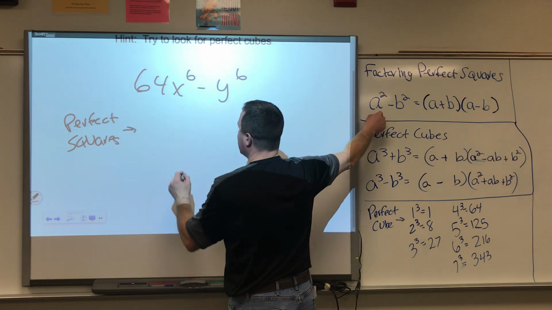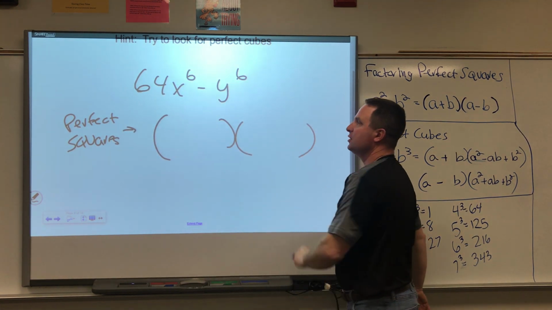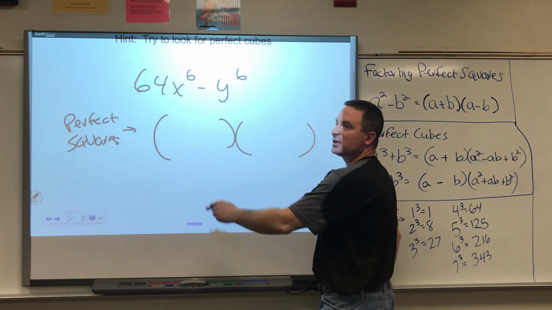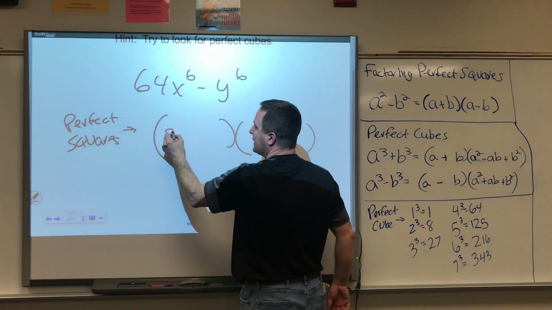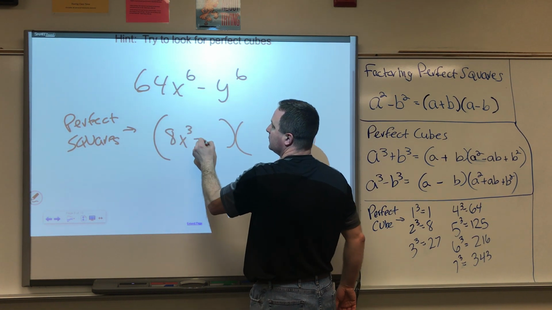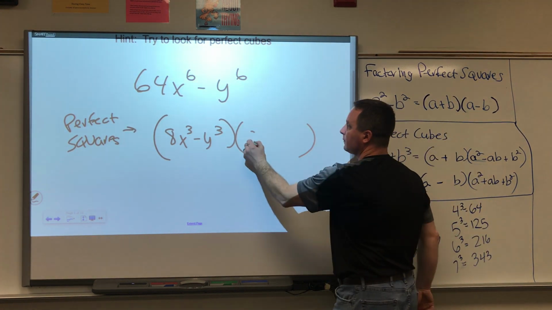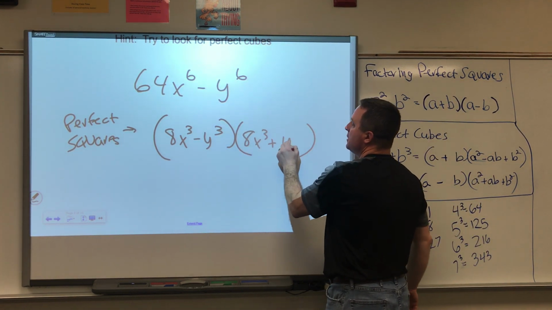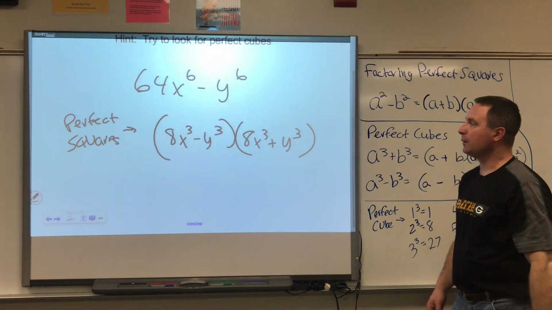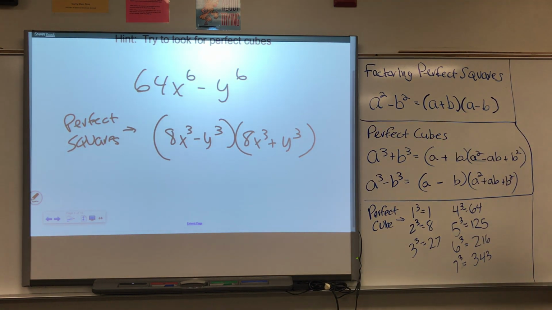Okay, let's do what we did at the beginning here. Can I break them apart into just two terms by doing the square root of each one? This is 8x cubed minus y cubed if I did the square root of each one. And this is 8x cubed plus y cubed. I'm doing the square root. One is plus, one is minus.